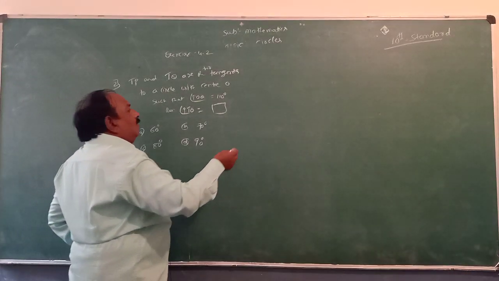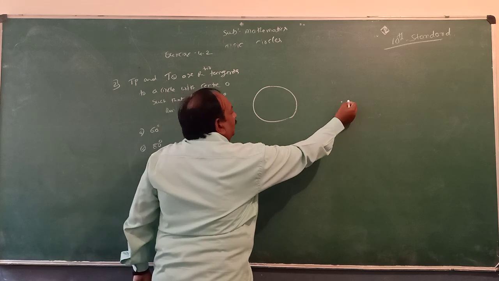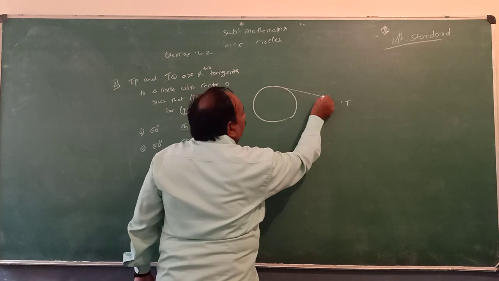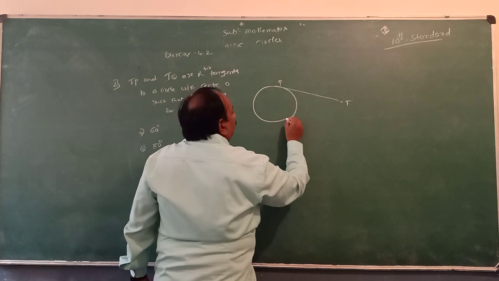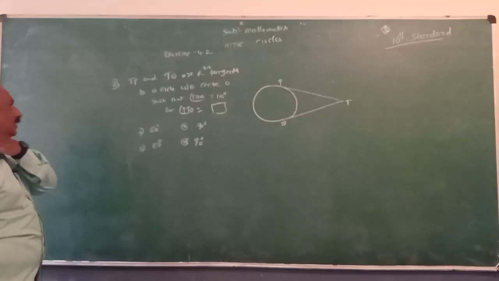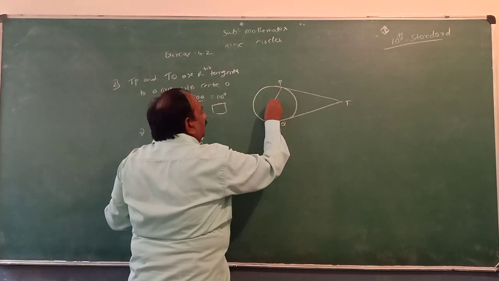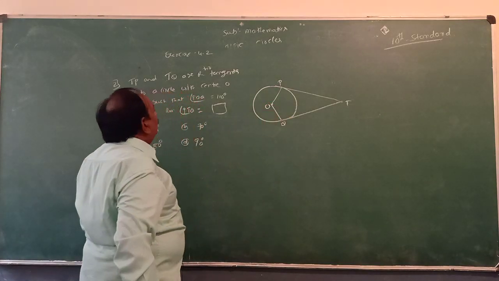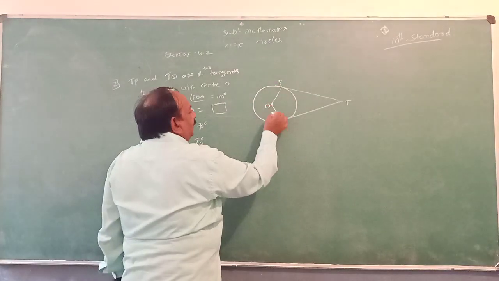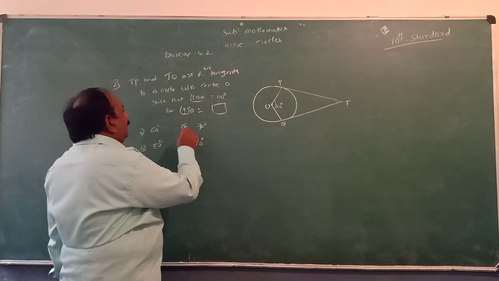TP and TQ are the tangents. This is a circle. P is a point of contact, T is an external point. This is P, this is Q. TP and TQ are the tangents drawn from an external point to the circle with center O. Angle POQ is equal to 110 degrees. What about angle PTQ?